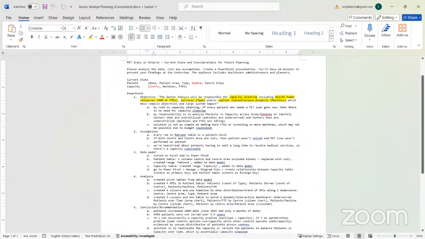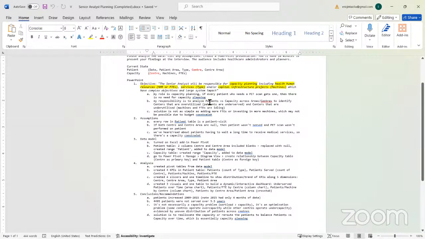So the PowerPoint objective: the senior analyst will be responsible for capacity planning, including health human resources, so FTEs, or services, the type of test, and or capital infrastructure projects, let's say the equipment or machines, which have complex objectives and large system impact. So my role is capacity planning. So this is almost like her presentation. My role is capacity planning.